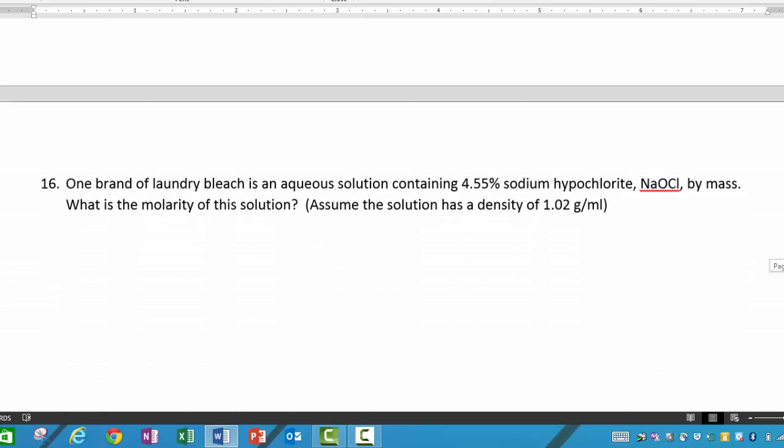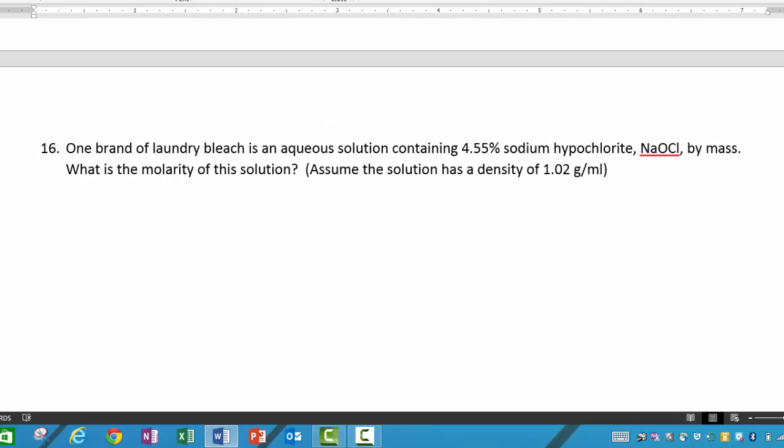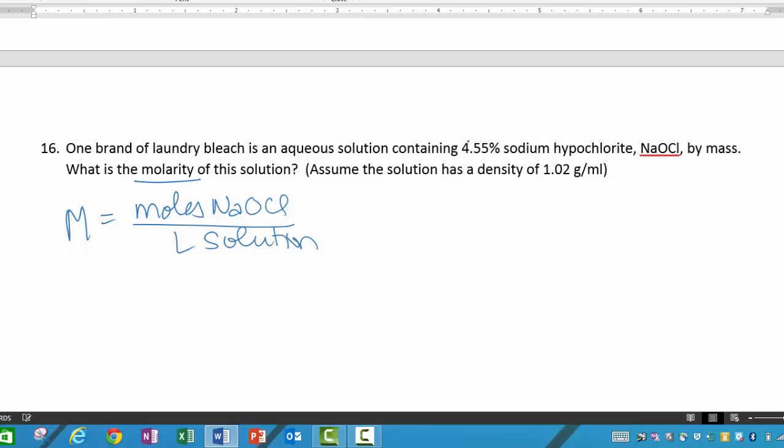Okay, so that brings us to our last problem. We are looking at a solution of laundry bleach, which is sodium hypochlorite, and we're asked to find the molarity of the solution. So we want to find how many moles of sodium hypochlorite there are per liter of solution. And what we're given is a mass percent and a density. And I know that if I had grams of sodium hypochlorite, I could convert that into moles, right? But it doesn't seem like I have enough information to do that yet.